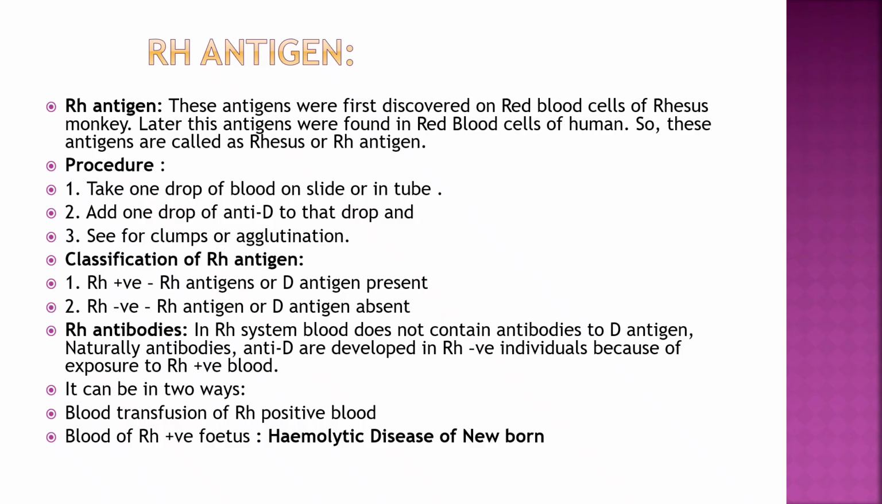They are immune antibodies. When an RH negative person gets exposed to RH positive blood, then there is formation of antibodies, and that is called RH antibodies. So it can be seen in mismatched blood transfusion or hemolytic disease of the newborn.